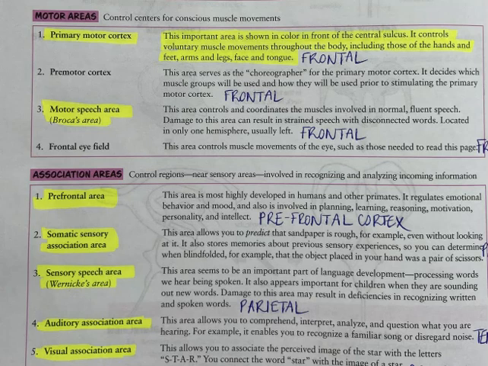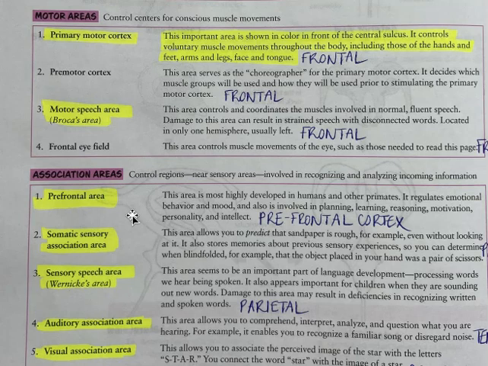If we go back to the table here, you can see that that is not included in the motor areas, but rather in the association areas. These association areas are often located near sensory areas, and they're involved in analyzing incoming information. Again, part of the integration that the brain performs.